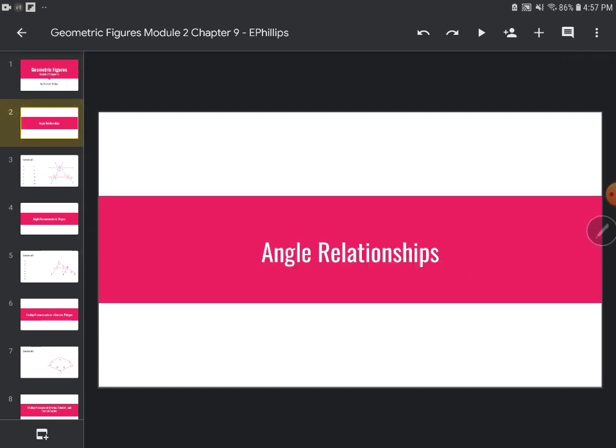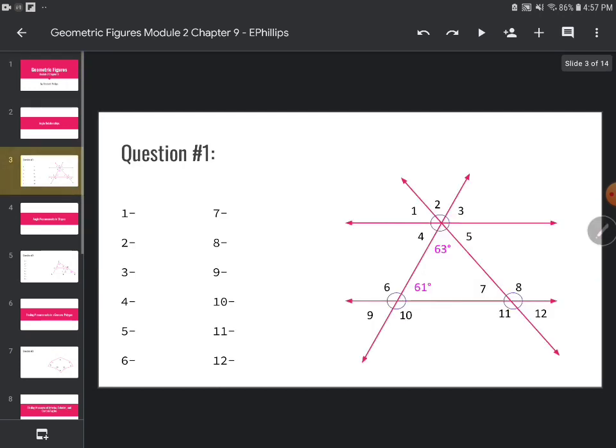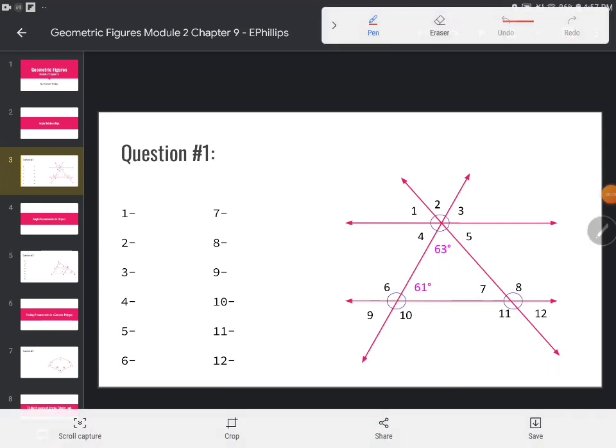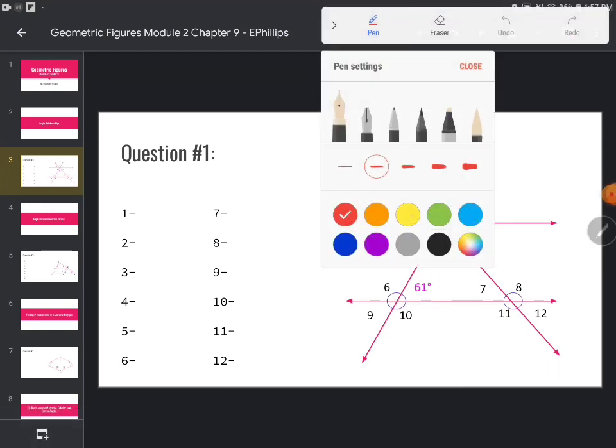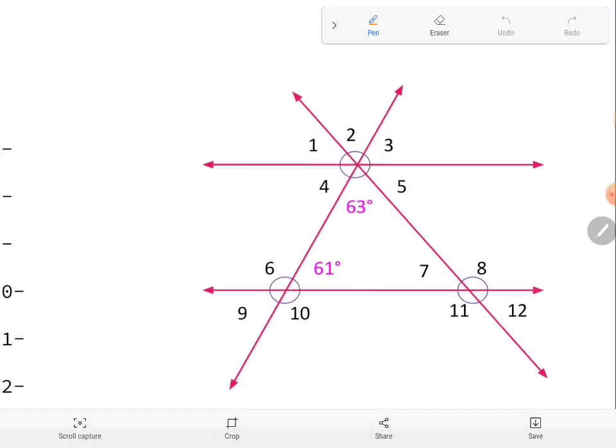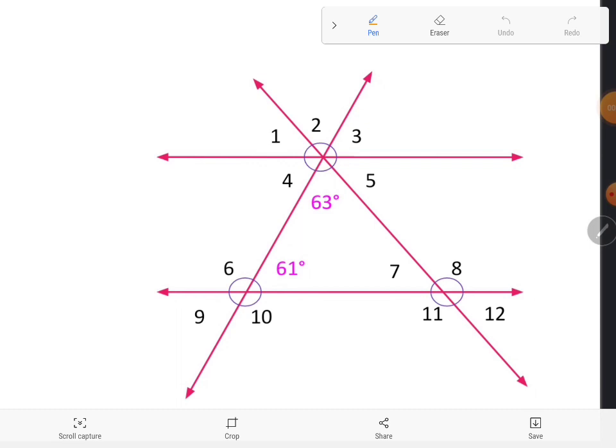So first off, we're going to start with angle relationships, and for question 1, we're going to figure out what the degree of each angle is based on its relationship on the figure. So I'm going to go ahead and get my screen right. There we go. And we'll start out with orange. Now when we look at our figure right here, first off, we need to understand that there are corresponding angles and supplementary angles in this figure that help us figure out what the degree of each angle is.